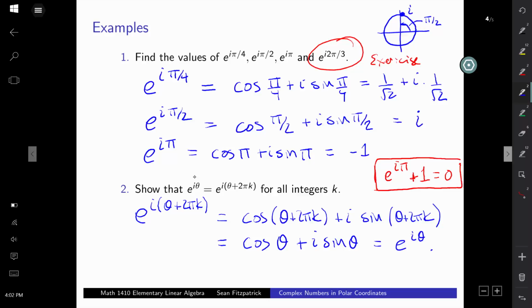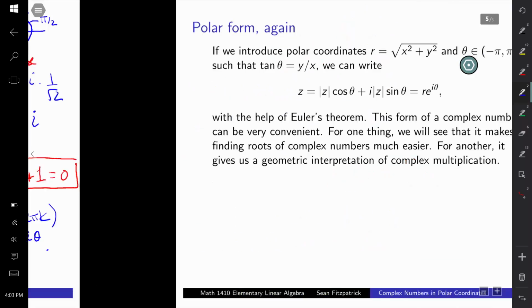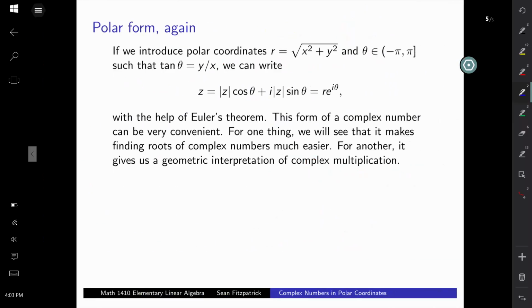Okay. Now let's come back to complex numbers in general, right? Ones that don't lie on the unit circle. How do you put everything together? Well, we can take z, and we know from the second slide that we can write z as the modulus of z times cos theta plus i times the modulus times sine theta, right? We can do this using the fact that x is equal to r cos theta, y is equal to r sine theta, with r equal to the modulus of z.